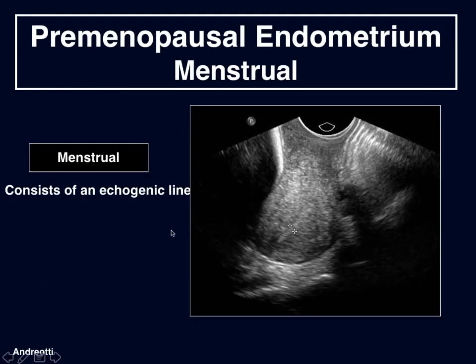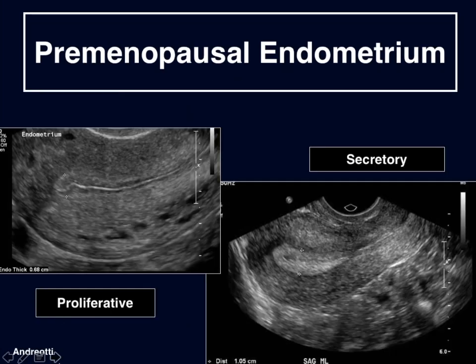So here we can see the very thin echogenic line at the time of menstruation. The proliferative endometrium in the first phase of the menstrual cycle, which is predominantly hypoechoic around the cavity, and the secretory endometrium, which is the endometrium that fills in with echoes following ovulation, which we'll talk about in a little more detail soon.